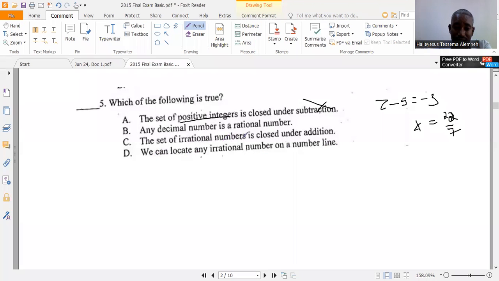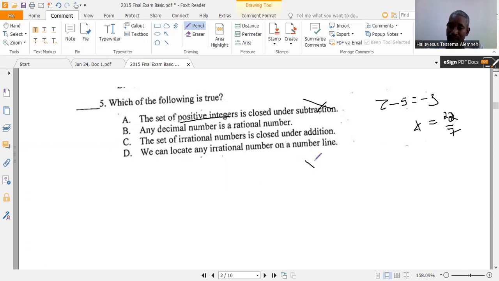The set of rational numbers is closed under addition. The set of irrational numbers is closed under addition. And we can locate any irrational number on the number line. We can locate any rational number on the number line. So which one of the following is true? We can locate any rational number on the number line.